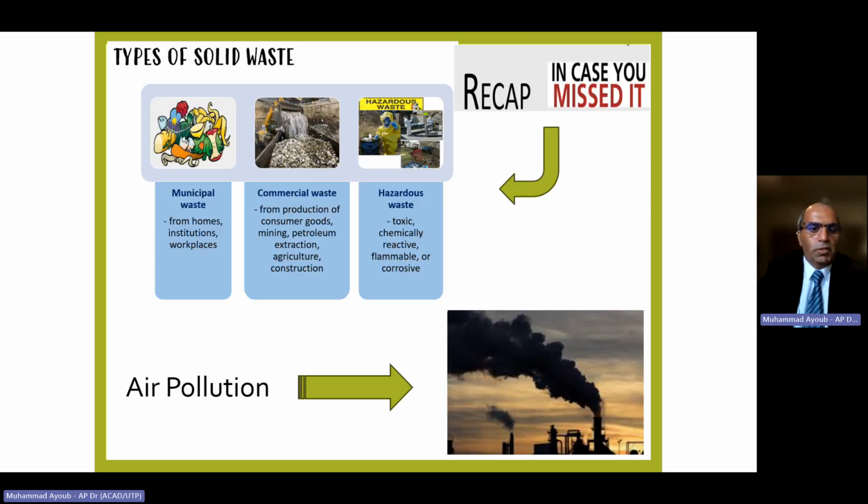Before going to our topic, we just revise what we have done in the previous chapter and previous class. If you remember, we covered different types of solid waste. We categorized them and checked why they become pollution for our environment. Today we will discuss air pollution, that is, gaseous components in our air that make it polluted.